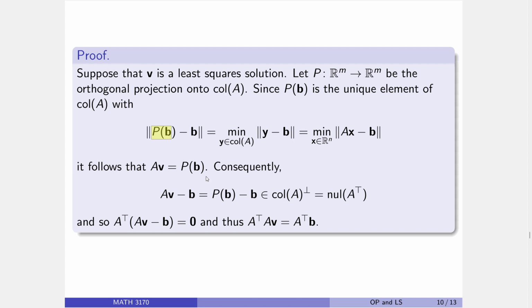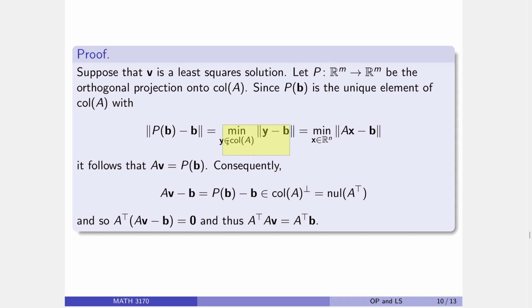has to equal PB. Well, that means AV minus B is PB minus B, which lives in the perpendicular of the column space, as we already proved. The element minus its projection is in the orthogonal complement, but that's the null space of A transpose, and there you go, we get A transpose AV is equal to A transpose B. Remember, a least squares solution will minimize this quantity, but the orthogonal projection is the unique element that does that minimization, hence why AV has to equal PB.